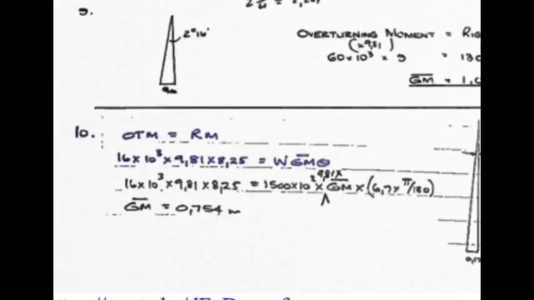So once again, overturning moment equals righting moment for that equilibrium condition. The 16 tons times its moment arm is equal to the weight of the vessel times the metacentric height times that angle you just worked out. So the metacentric height is 0.754 meters.